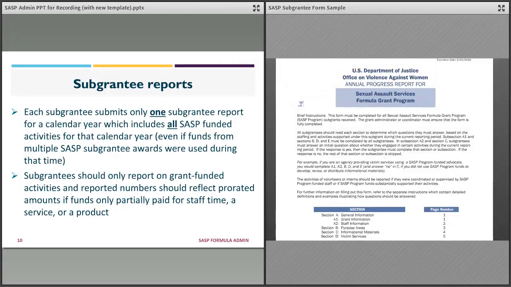Please note that each subgrantee should submit only one annual report per calendar year to their administrator with an unduplicated number of victims served for the entire year. Staff should reflect the number of FTEs for the entire year. We know that some administrators ask their subgrantees to provide more frequent reports, but it is expected by OVW that only one final report per subgrantee is submitted to VAWA MEI, which should reflect the grant-funded activities for the entire calendar year.